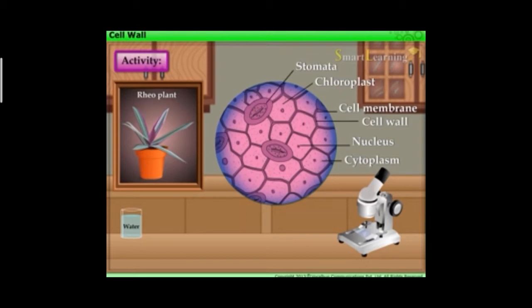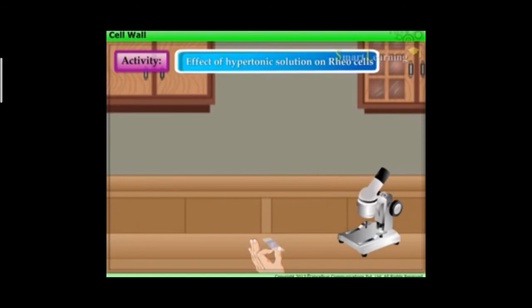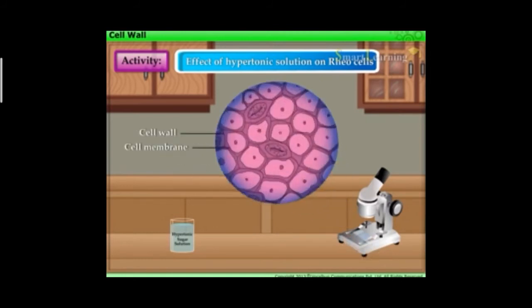Now, on the second slide, add hypertonic solution of sugar or salt. After a minute, observe it under a microscope. We will observe shrinkage in the cell content due to plasmolysis.